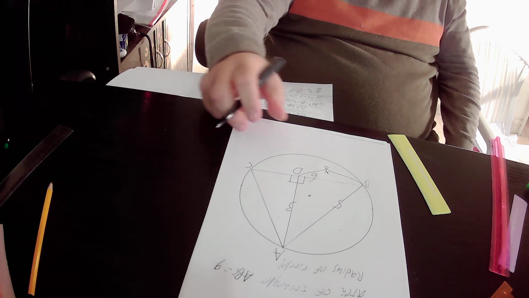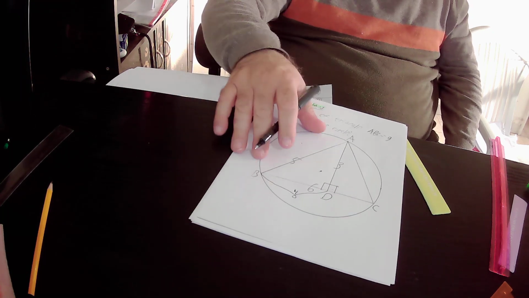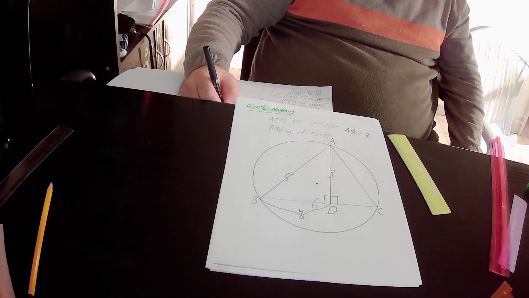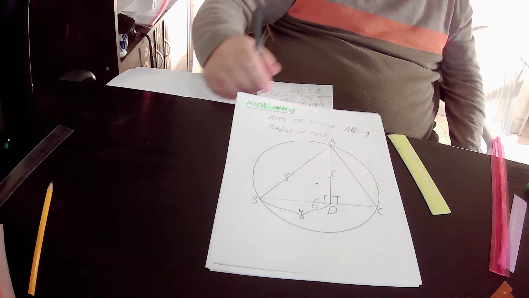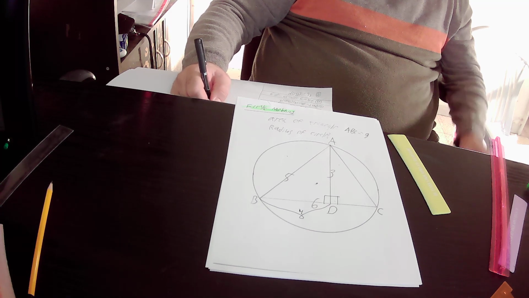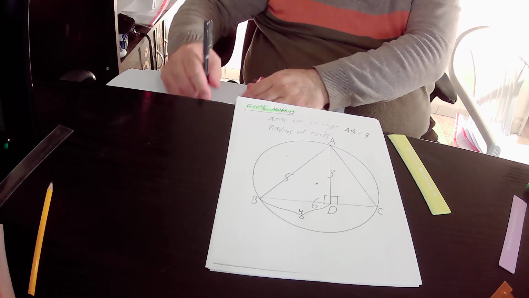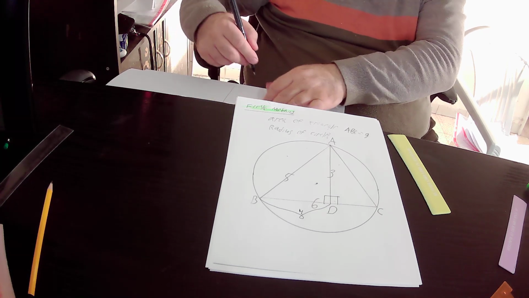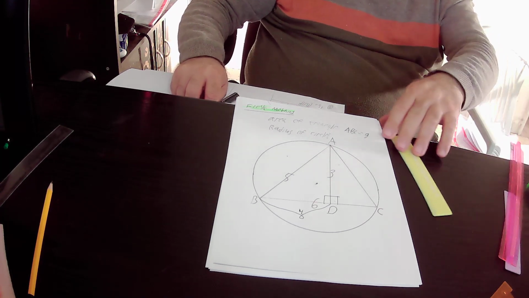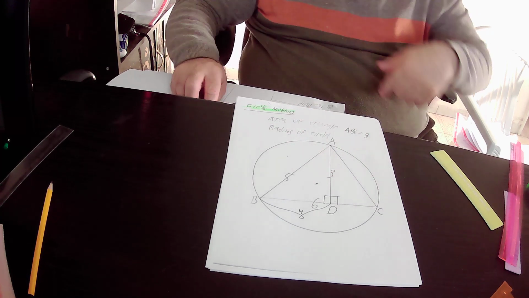What is the length of DC? Here from the drawing it is very easy to see that DC equals BC minus BD. I repeat again, DC equals BC minus DB.